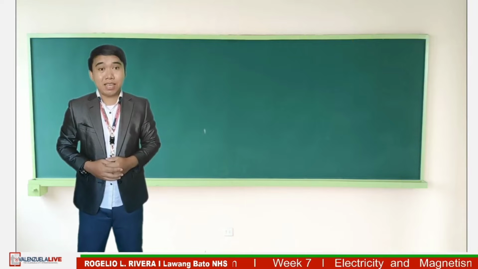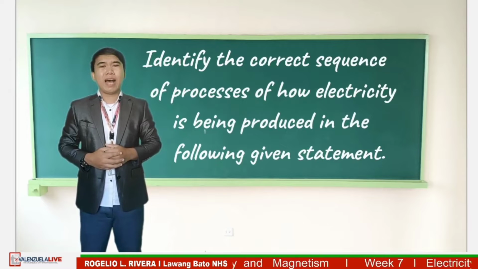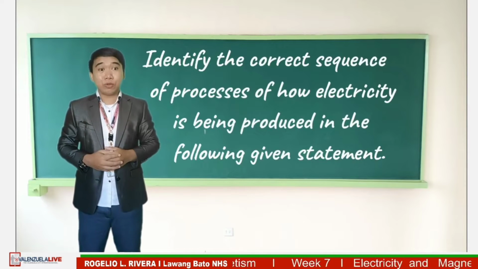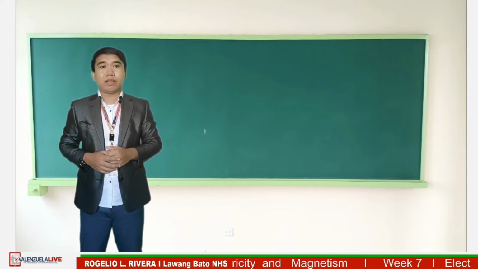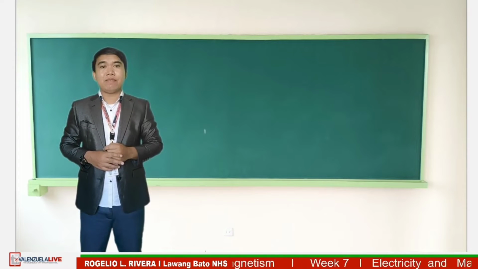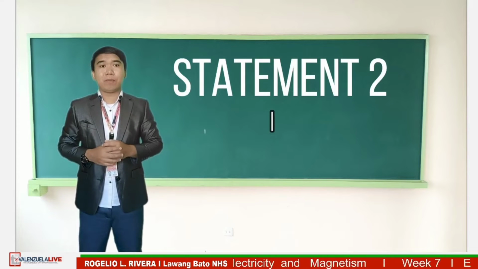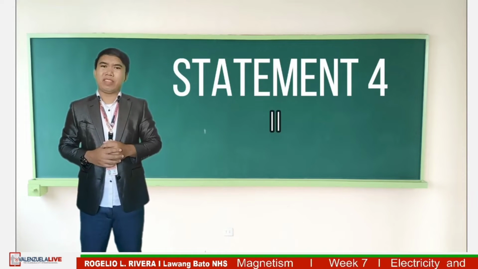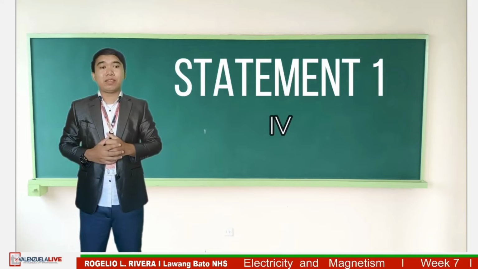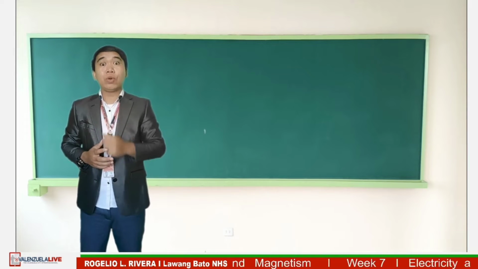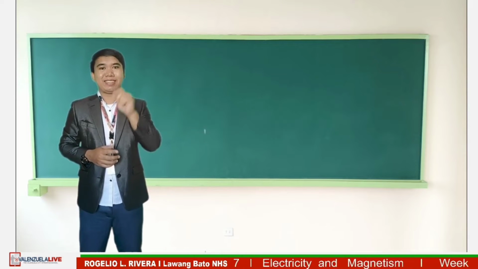In this activity, you will identify the correct sequence of processes of how electricity is being produced in the following given statements. Number the first process up to the last based on the given statements. Example, statement number 2 is the first process. Statement number 4 is the second process. Statement number 3 is the third process. And the last process is statement number 1. So, the answer will now be 2, 4, 3, and 1.